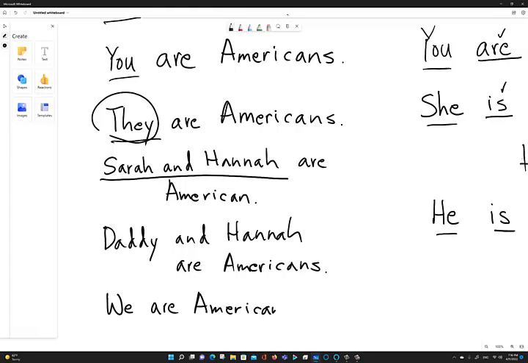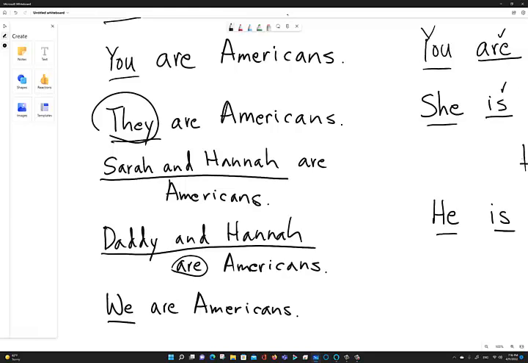If I say Sarah and Hannah are Americans, and I want to substitute with a pronoun, I say they are Americans. If I said Daddy and Hannah are Americans, I would substitute Daddy and Hannah with we. We are Americans. Daddy, do you understand?